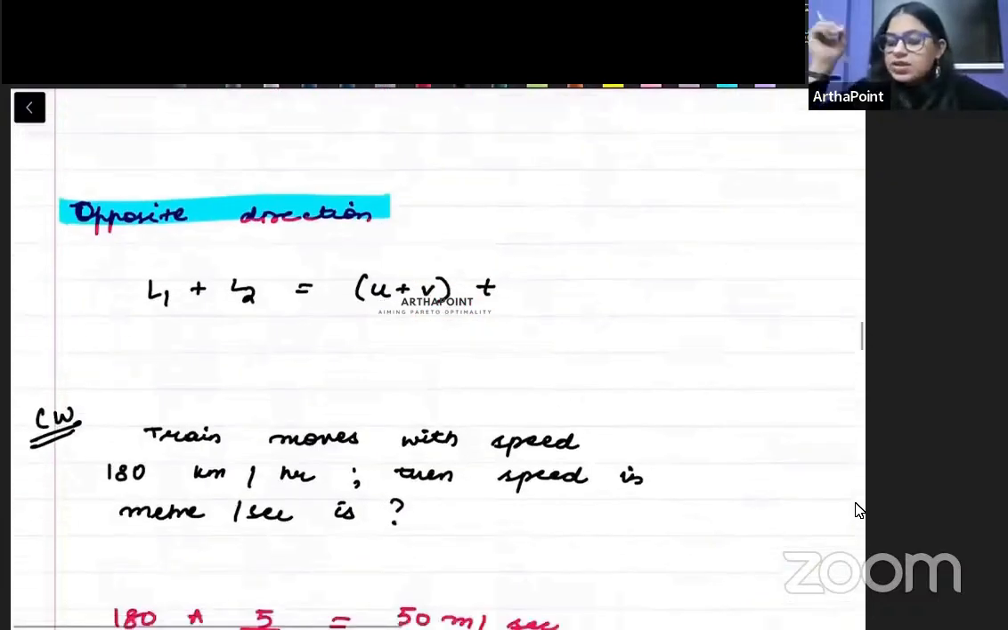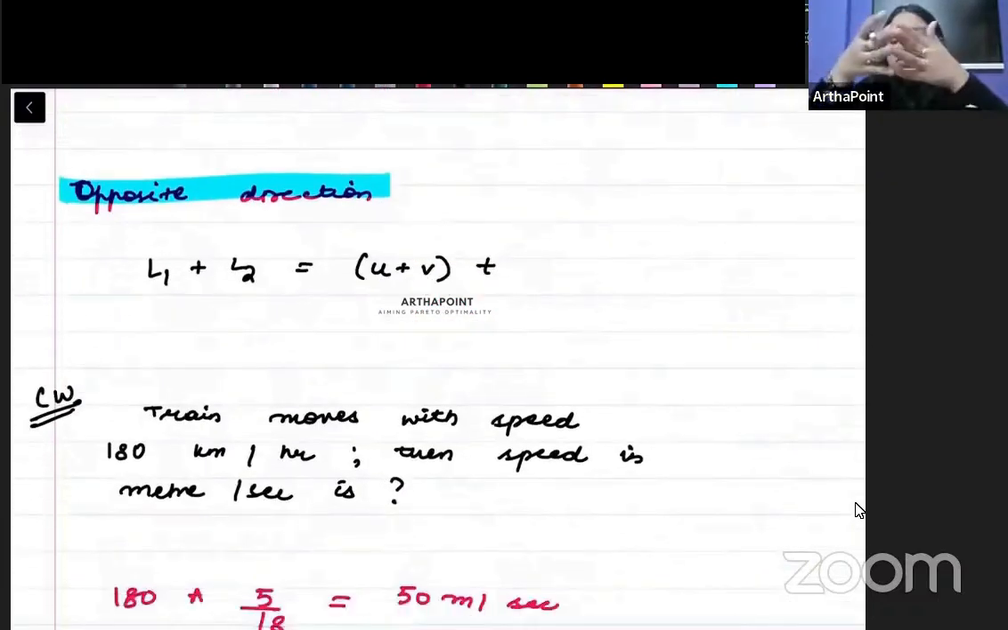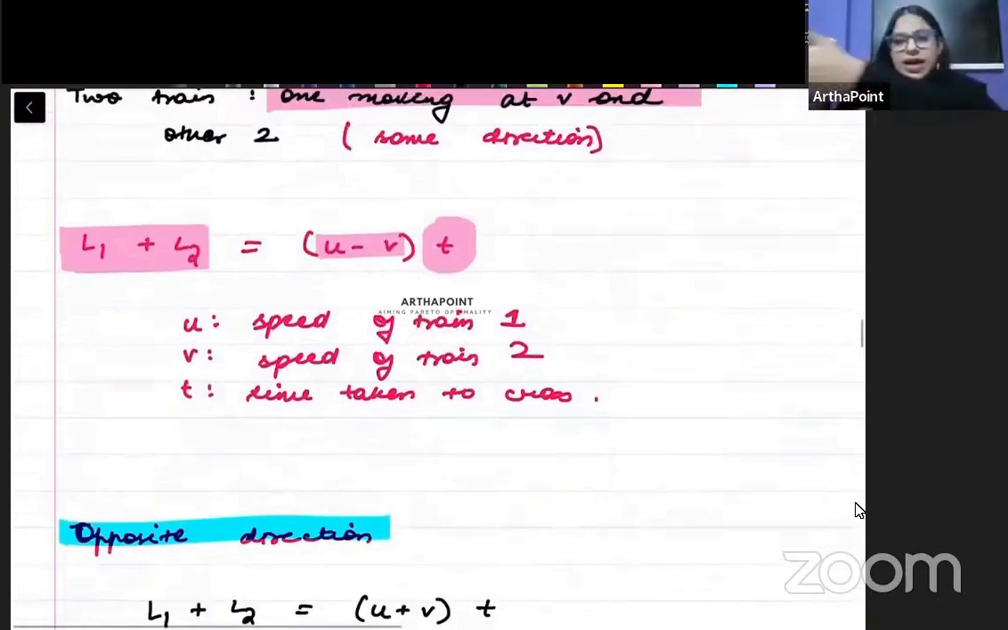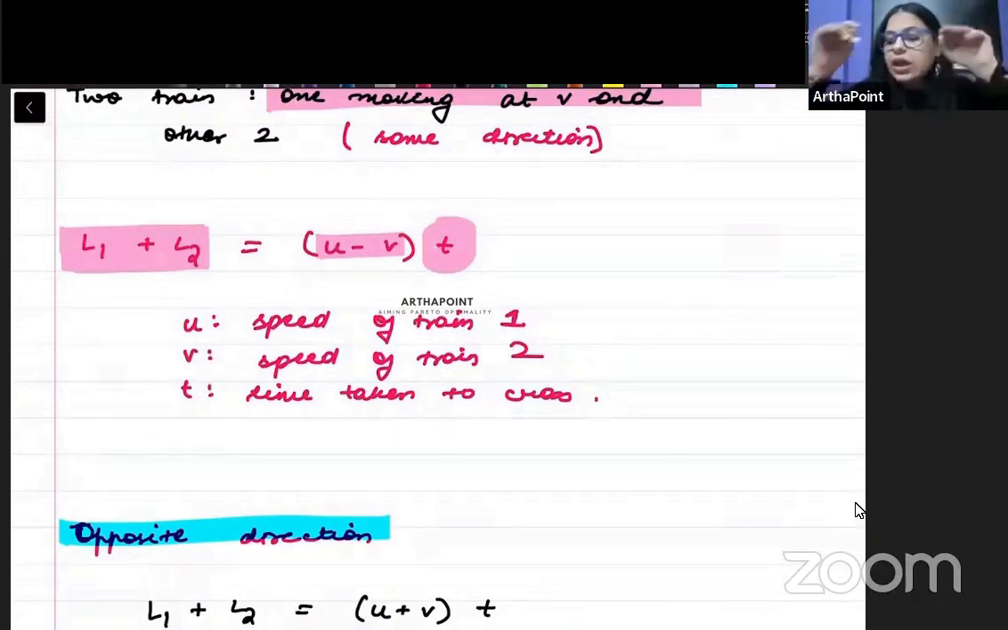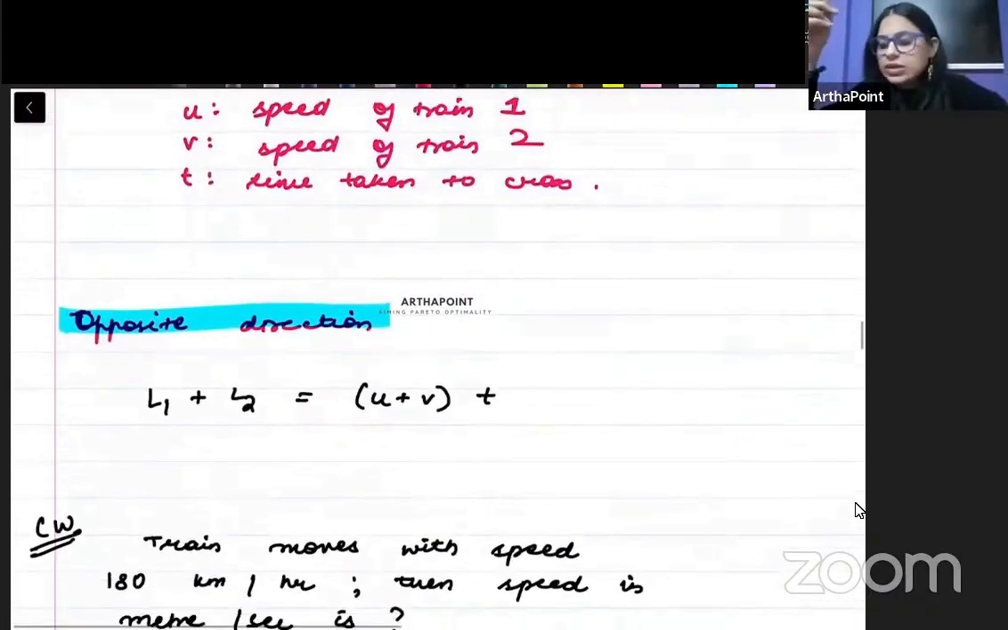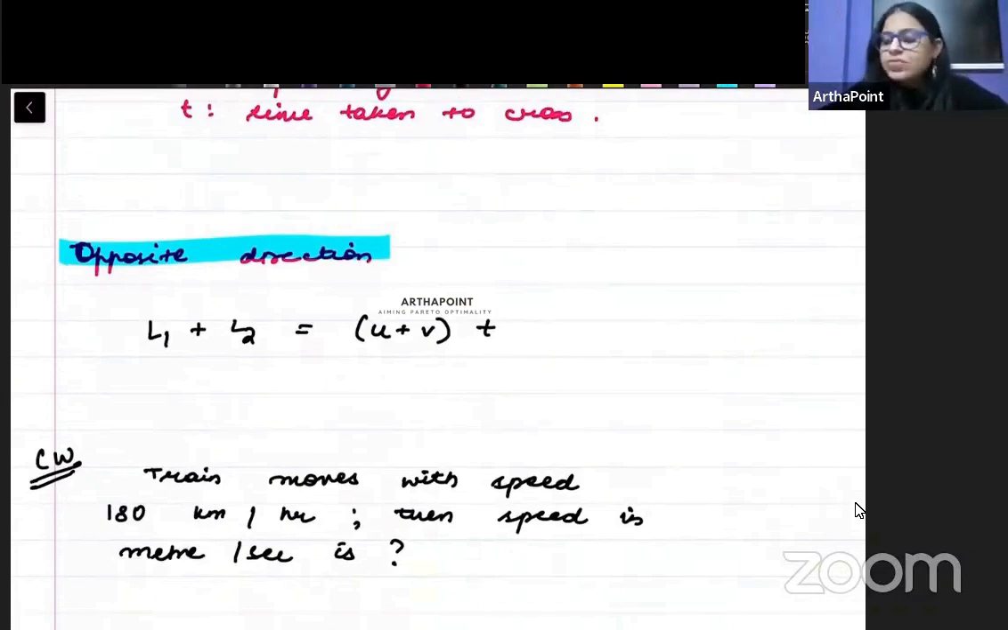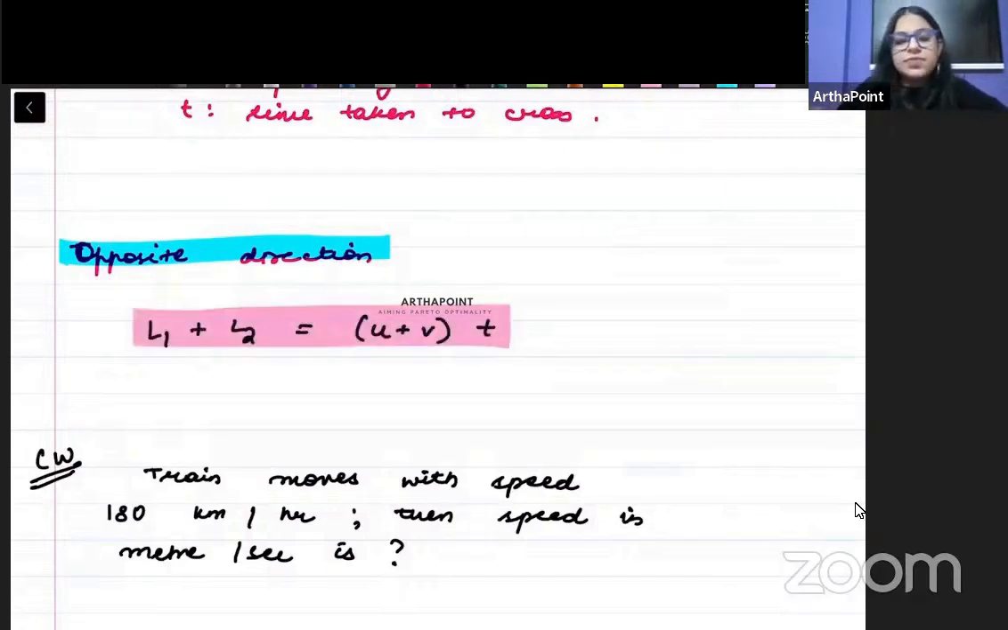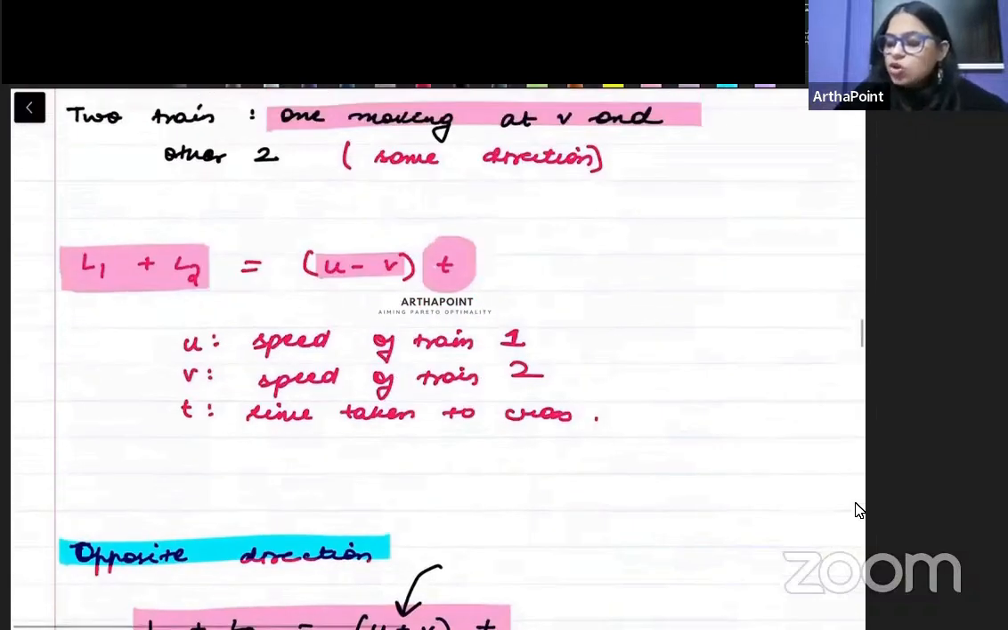Similarly, suppose they ask you that the trains are not moving in the same direction, but they're moving in opposite directions, right? And then they ask you to find the length of the two trains together. In that case, the length of the two trains is going to be (U plus V) into T. So here you're going to add the speeds together, and in the earlier case you subtract the speeds.